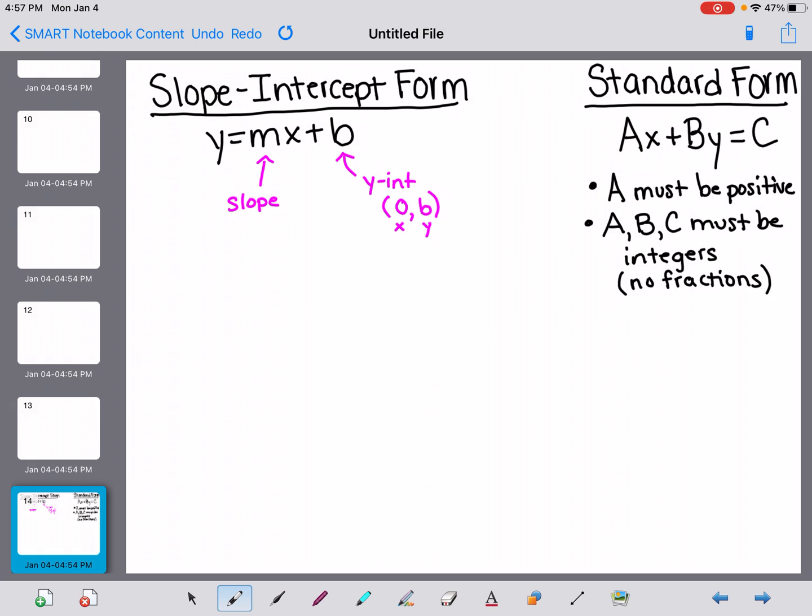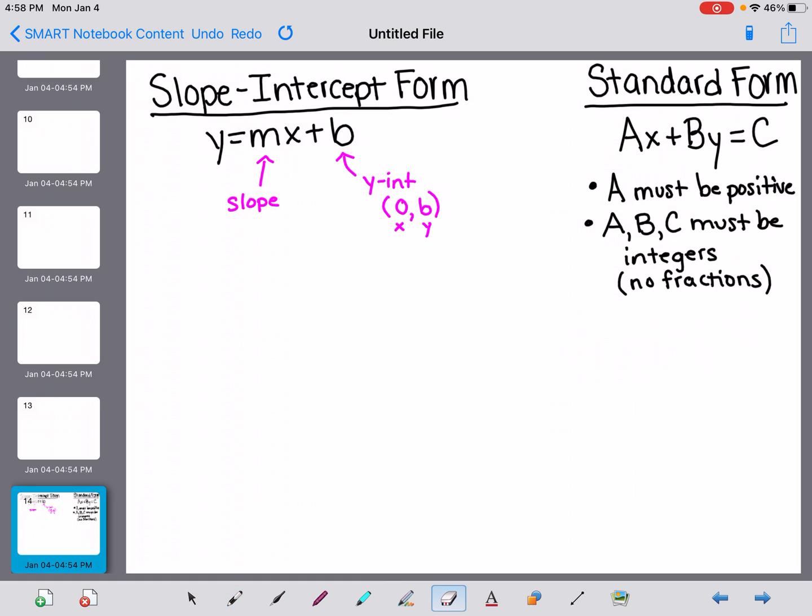All right, so an example of a standard form equation would be something like 5x minus 3y equals 10. Notice that this number that's in the A position, the number that's in front of x, is positive. Also notice there's no fractions anywhere in the equation. This is now standard form.